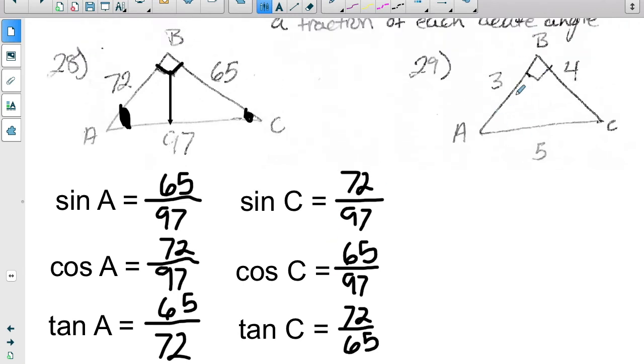Now we would do the exact same thing for 29. Now if you have any questions, please let me know.